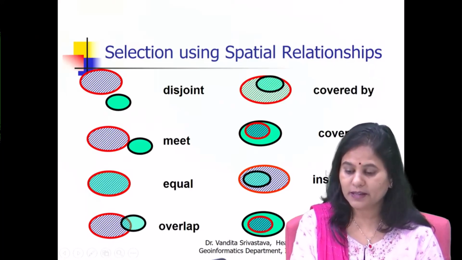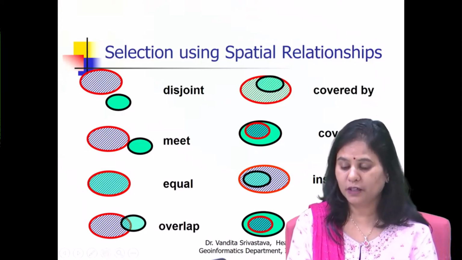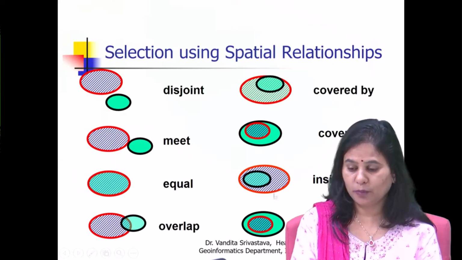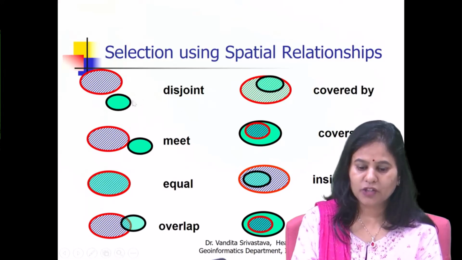So contains and inside are also the same relationship. It depends upon from whose perspective we are talking, from the perspective of A or B. Same is for covers and covered by. These are not interchangeable. Or actually they are interchangeable.